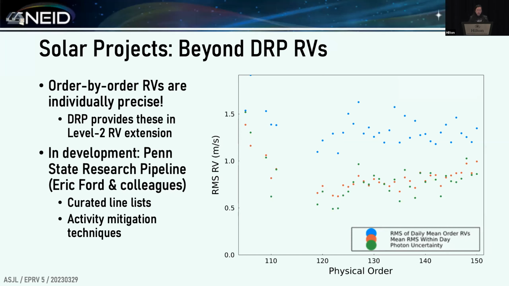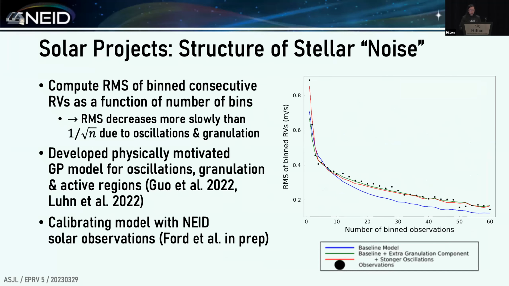And from that, we can see that the NEID order by order RVs are individually precise. So, each order has a daily or within day RMS of a meter and a half per second. These are also provided by the DRP, but this is with the Penn State research pipeline slightly improved.